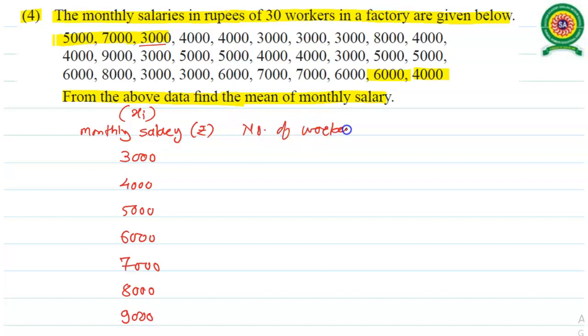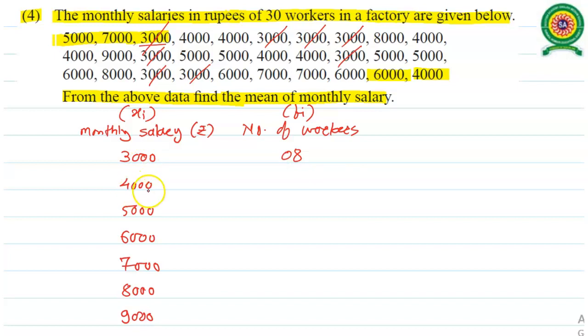Those who have monthly salaries of 3,000, 4,000 and so on rupees respectively. That means here we have the next column for fi, the frequency of 3,000, 4,000, 5,000 and so on. Now check how many times 3,000 is repeated. We have 1, 2, 3, 4, next line 5, then 6, then 7, exactly 7, and one more, so 8 times. That means there are 8 workers whose monthly salary is 3,000 rupees.